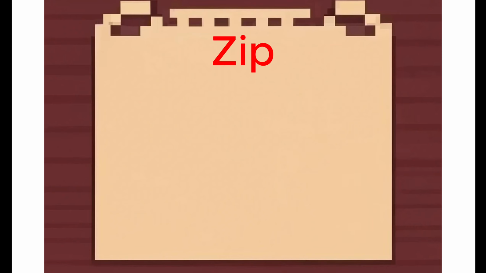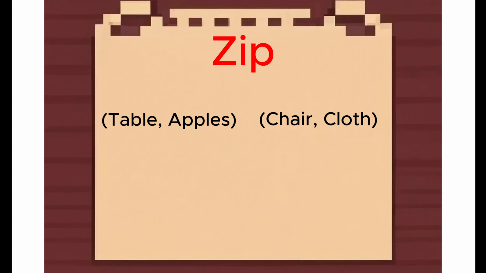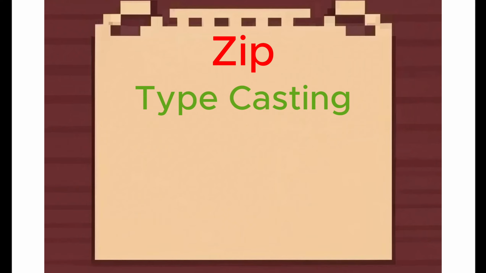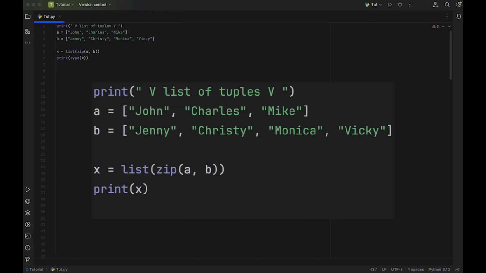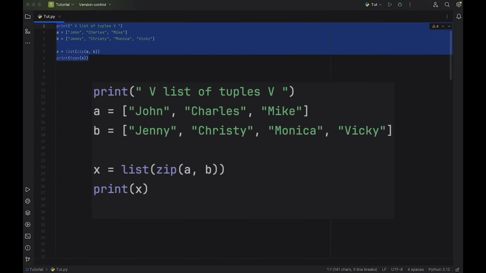The end result is a zip object which, when you iterate over it, will automatically create tuples with the paired items. Now, you might not want tuples, and in that case, you can use typecasting to change the zipped object into whatever iterable you want. To show that, I have Python open up here, and this will create a list of tuples.